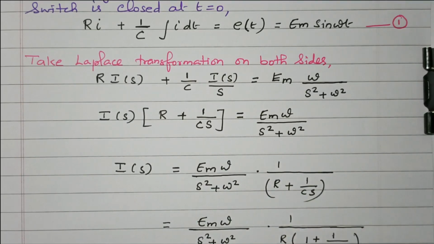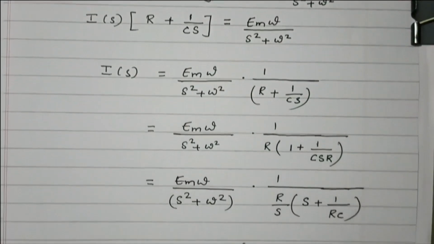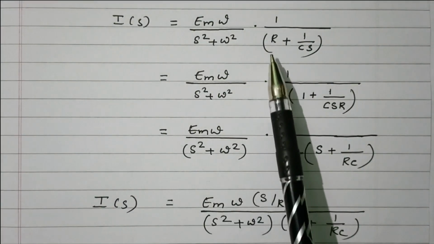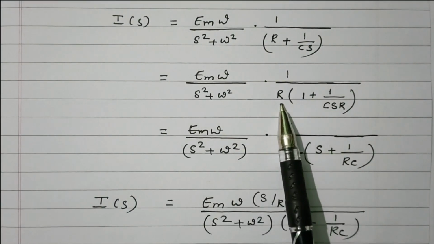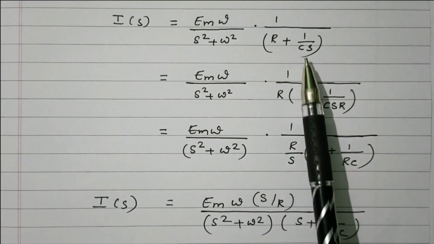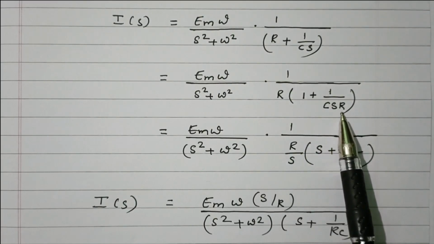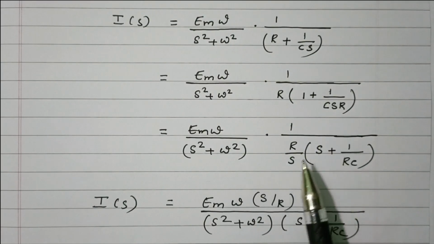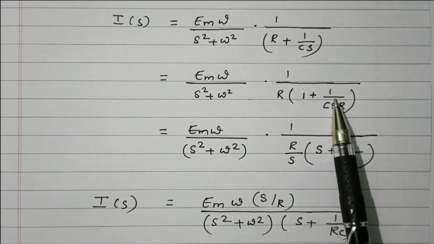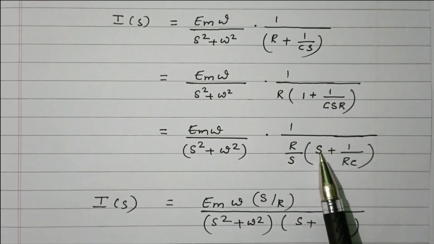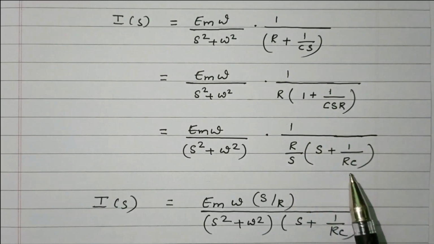Now we'll go for the further simplification so that we can go for inverse Laplace, right? So here take the R outside. So it becomes 1 plus, here R is not available, so multiplied 1 divided by C into S into R. Now take this S outside, 1 by S. Take the 1 by S outside. But here S is not available, so it is multiplied by S plus 1 by RC.